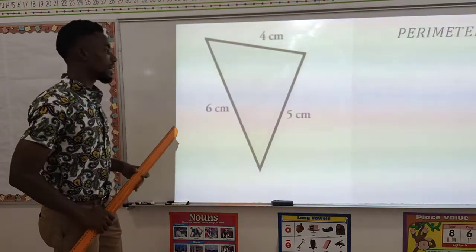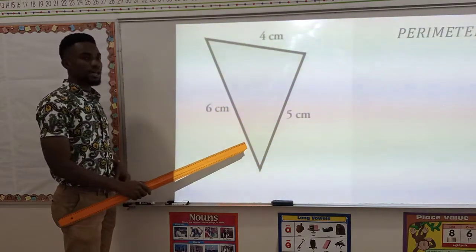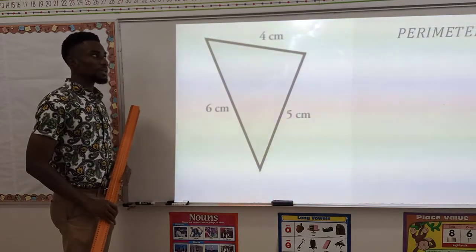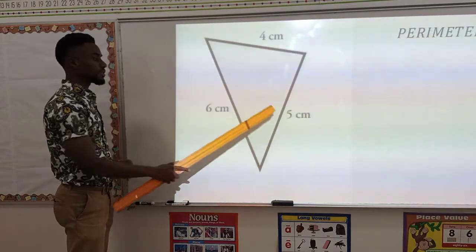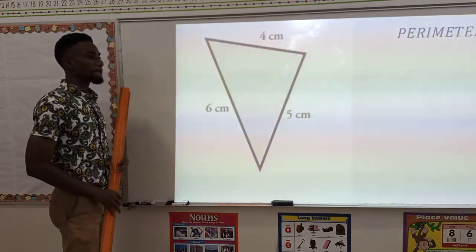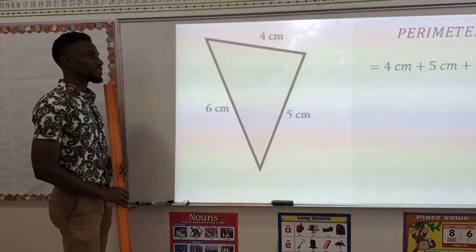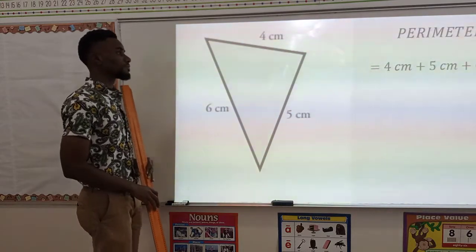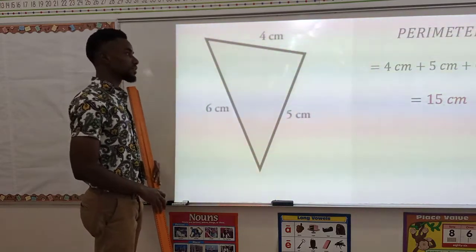Alright, over here we have a triangle. It has three sides, and these three sides are not equal. So how do we find the perimeter? We find the perimeter by adding each of the sides, 4 centimeters plus 5 centimeters plus 6 centimeters, which is going to give us 15 centimeters.